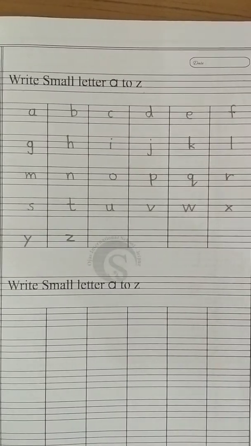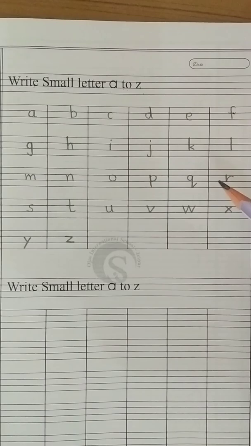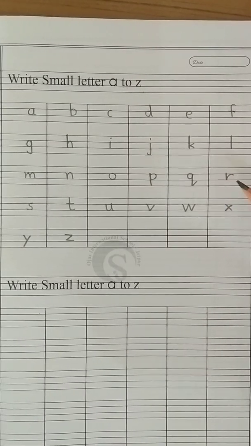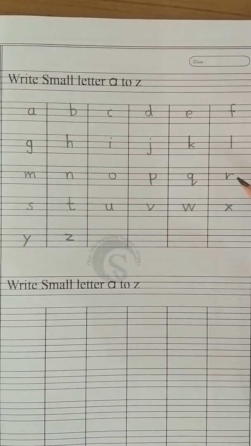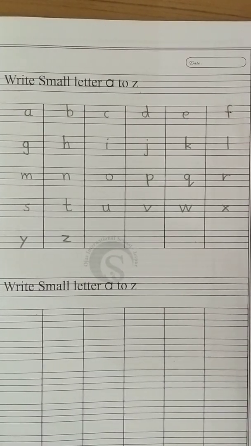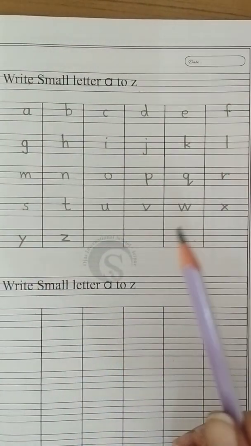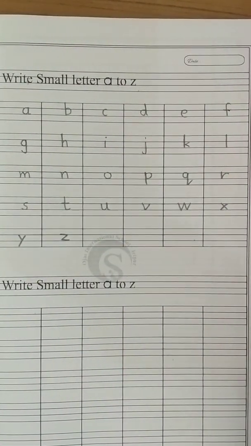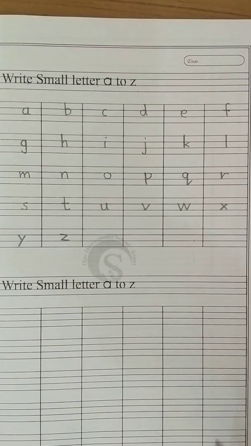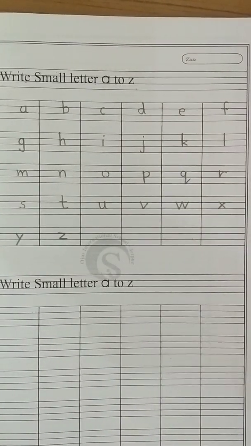See children, I have written A to Z small alphabet. See, I have written very nicely with clean and neat handwriting, right? So now you have to also write this small alphabet in this full page 2 times with clear and neat handwriting and with the proper line concept. Okay children, see, I have written properly in line, so you have to also write properly, okay? And speak and write.